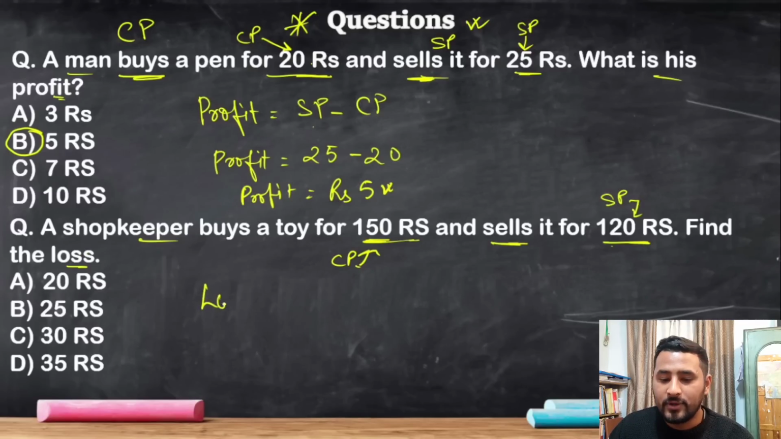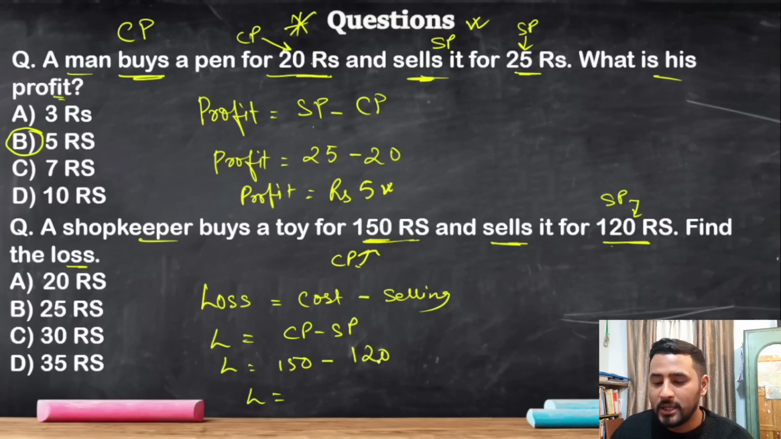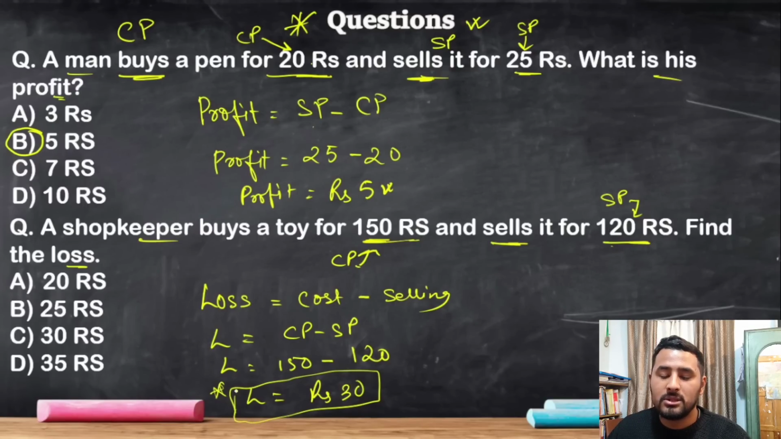Very easy, right? Loss is cost price minus selling price, so loss can be written as CP minus SP. Our CP is 150, and our SP is 120. So loss will be 150 minus 120, which gives rupees 30. So a loss of rupees 30. Can you see? These are the examples, just a beginner's question. I hope this is clear, how to find profit and how to find loss.